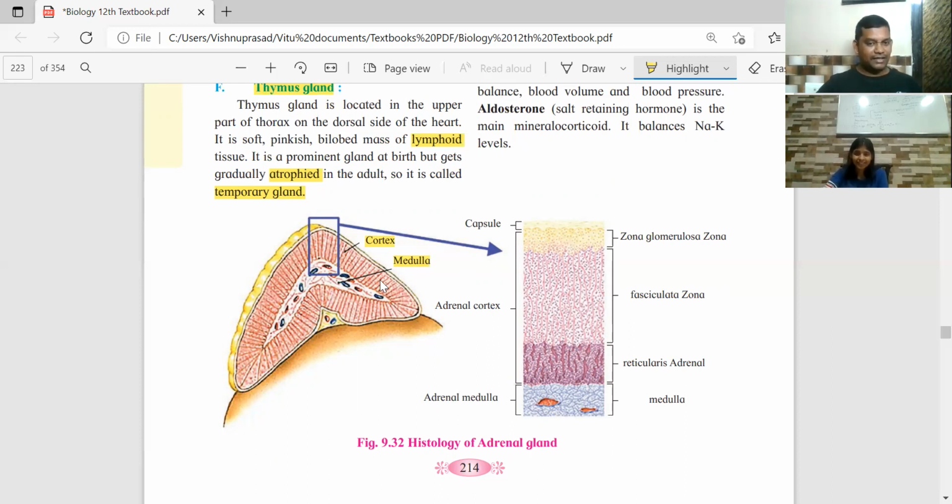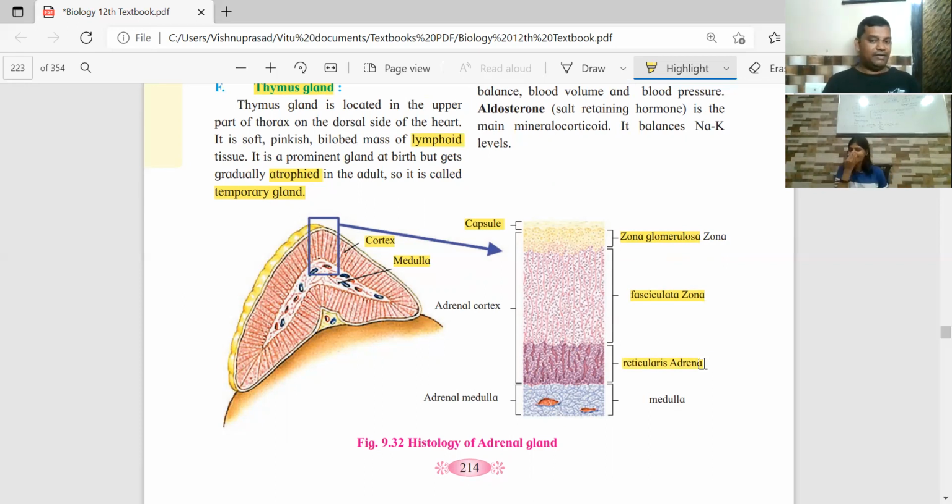The entire adrenal gland is covered with a protective covering called the capsule. Just below the capsule, the outermost part is called zona glomerulosa. Below that is zona fasciculata. The spelling got inverted here; it is zona fasciculata. The inner one is called zona reticularis.